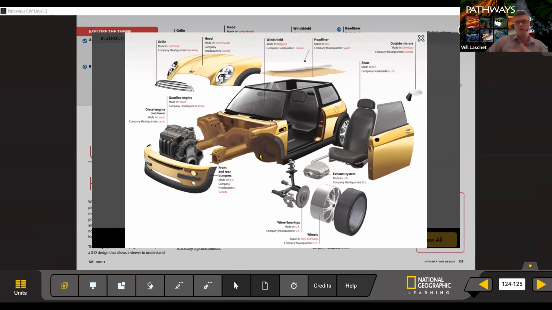So we can see that although BMW make this car, the parts are made in lots of different places, and they must be different companies because the company headquarters are in different places. So this is the data that we're being shown. In terms of the visuals, what visuals are we being shown here? What visuals can we see?